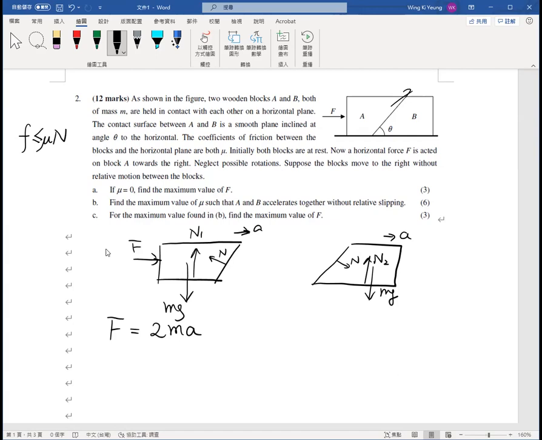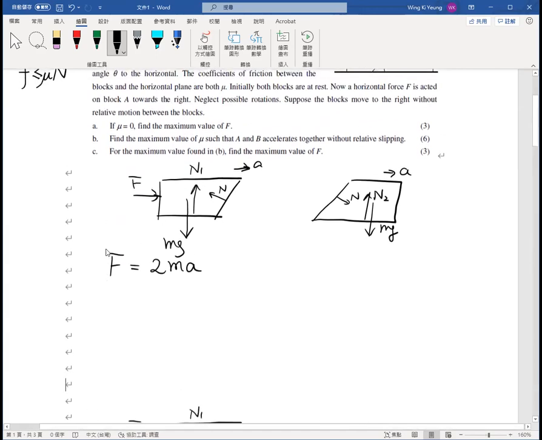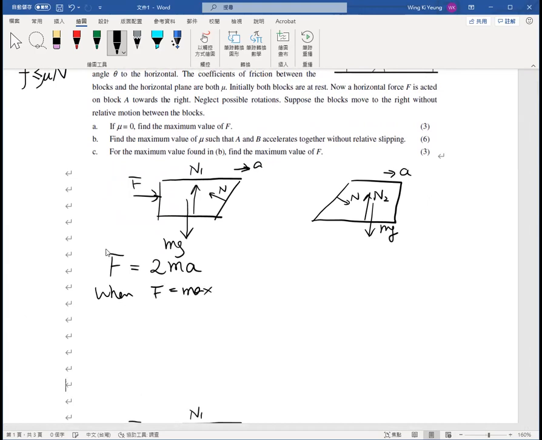So that means at that time, the N1 equals 0. Because the block A is not touching the ground, N1 will become 0. Then the block A will start sliding upwards. So in that case, when F is maximum, N1 equals 0. Then you try to solve it.